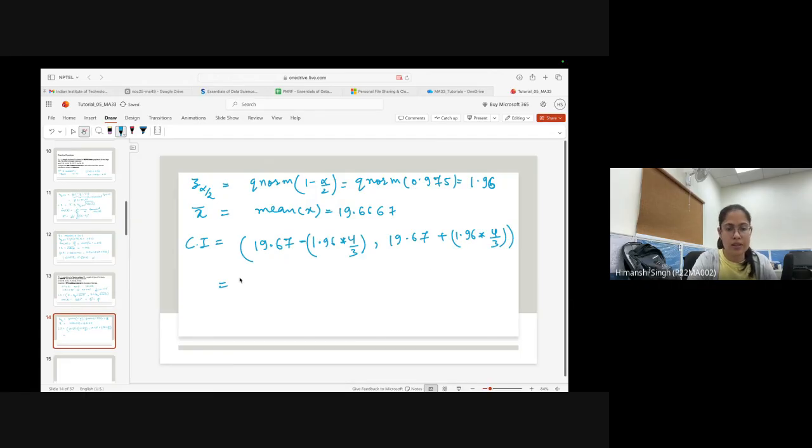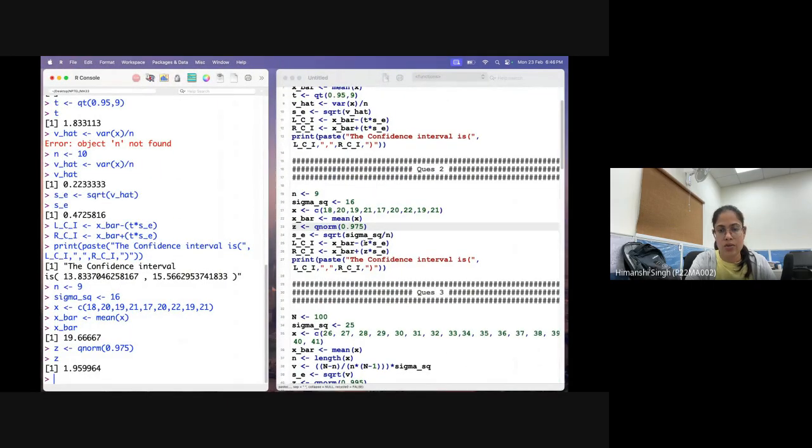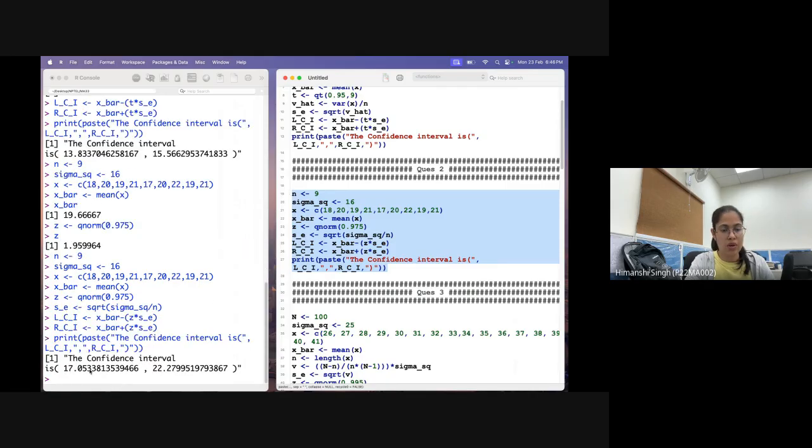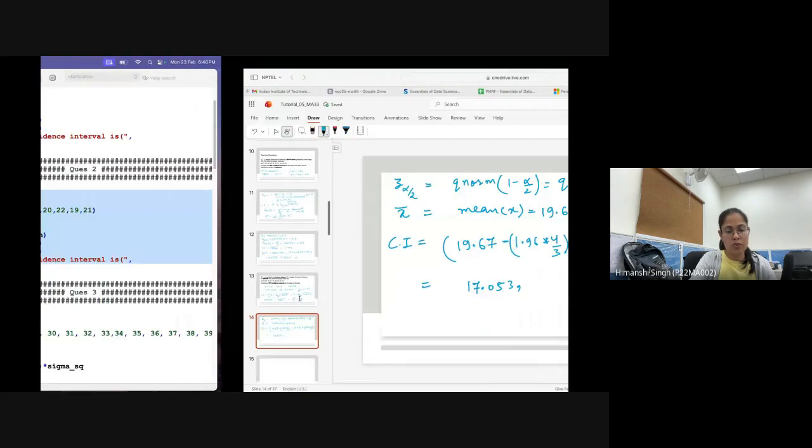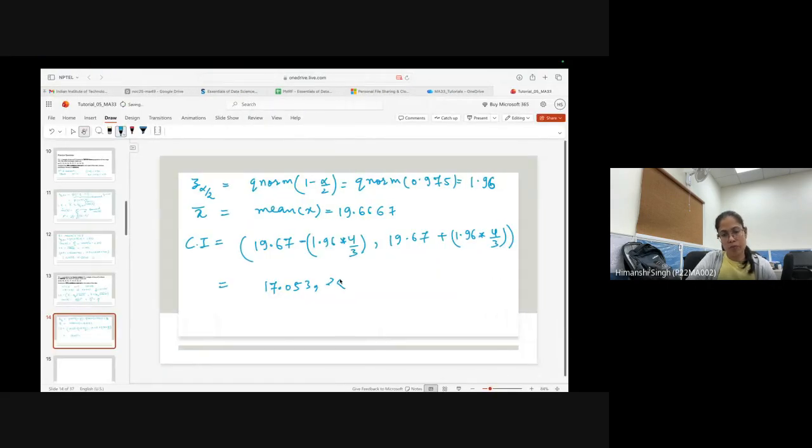Let us see what the answer is in R if I do it. I just stored those values in LCI and RCI and printed them. So if I do it, the confidence interval is 17.053, comma 22.279. So this is the confidence interval.